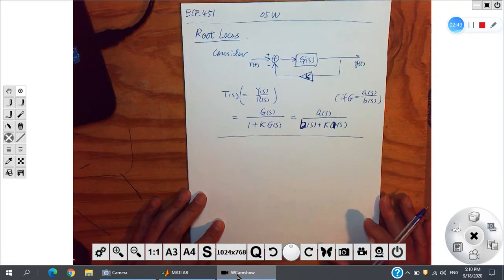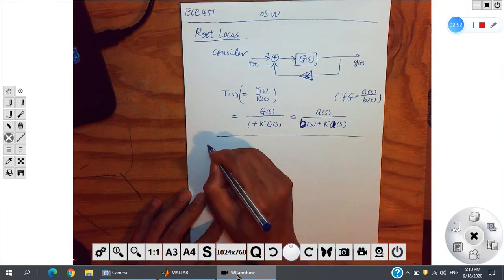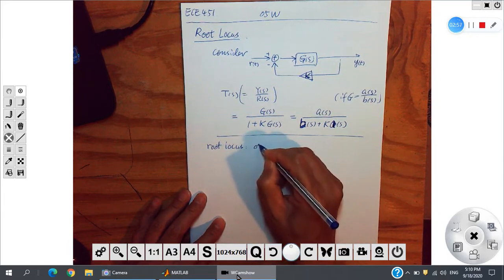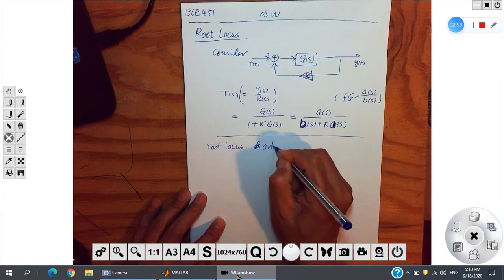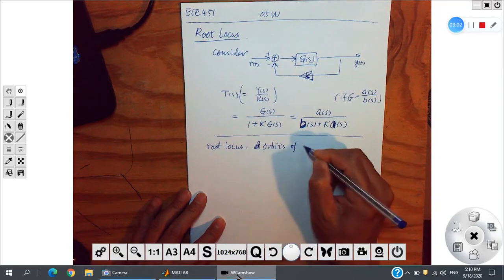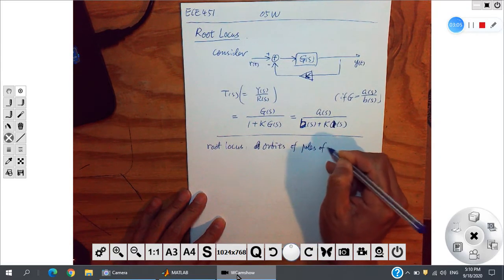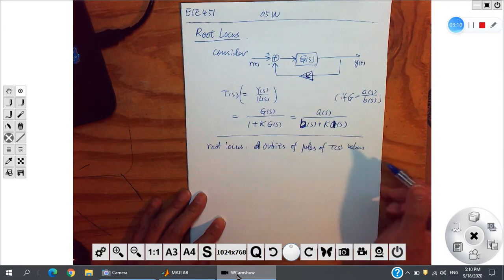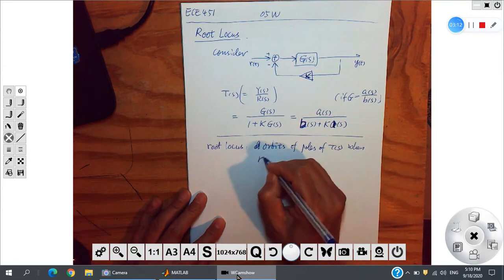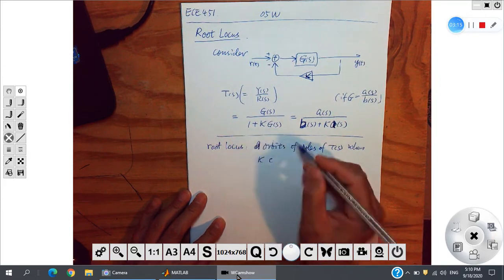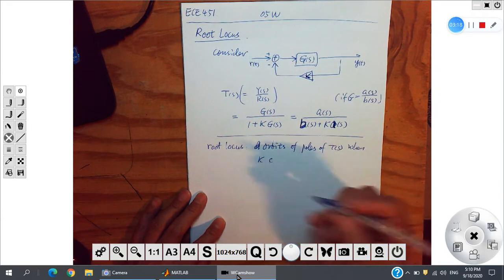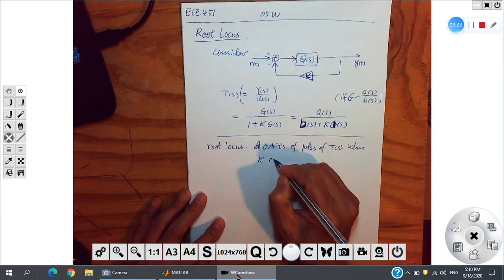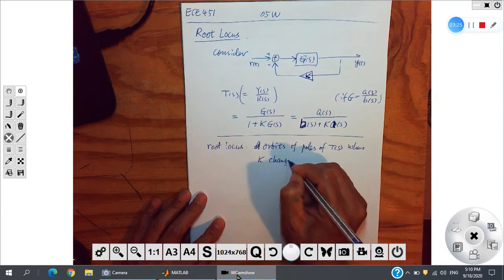Then what is the root locus? It is the orbit of poles of T of S when K changes. In most cases we can suppose K is positive, but sometimes you still need a negative K. So here, K is changing.